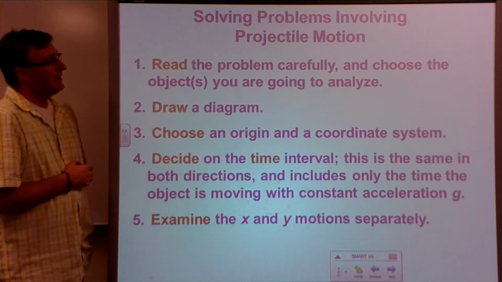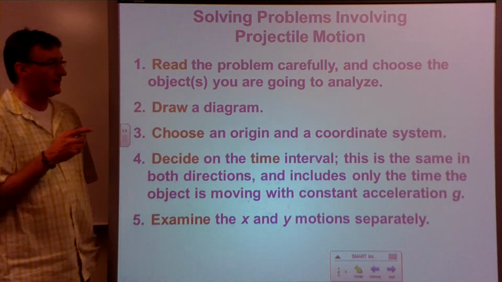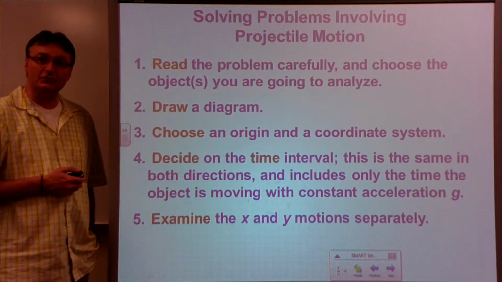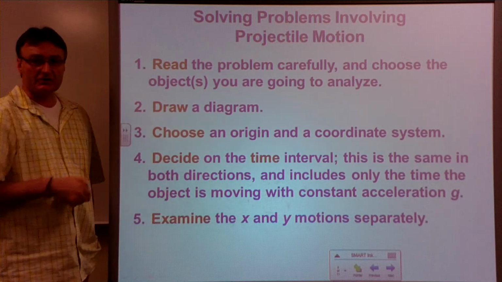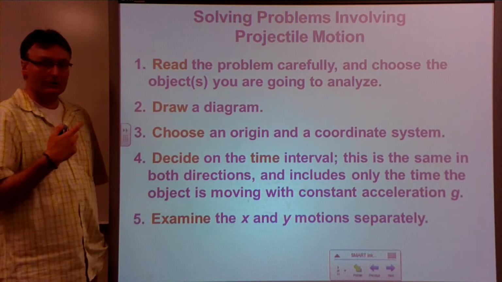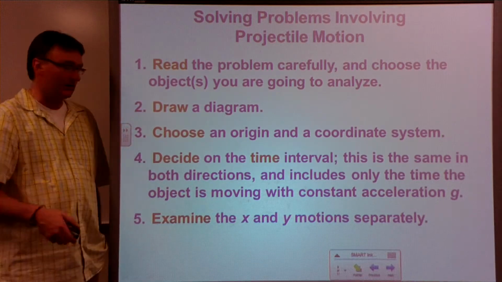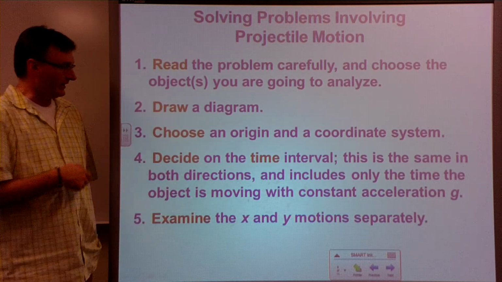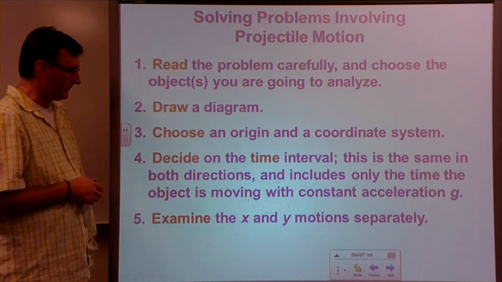So problem solving with projectile motion. First of all, you need to read the problem very carefully and know exactly what it is that it's asking. Have you heard this before? Draw a diagram. This is important not only with projectile motion, but in any kind of problem solving we're doing. You've got to have a diagram and include the motion of the object on the diagram as well. That is absolutely going to be critical. I will be harping on that all the time. So save me the trouble of continuing to have to tell you that. Just go ahead and draw a diagram right from the beginning.